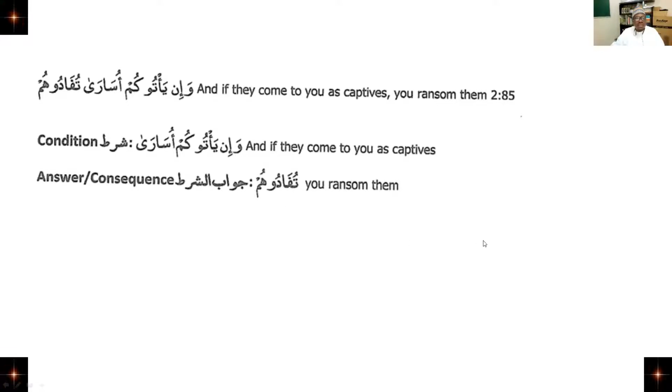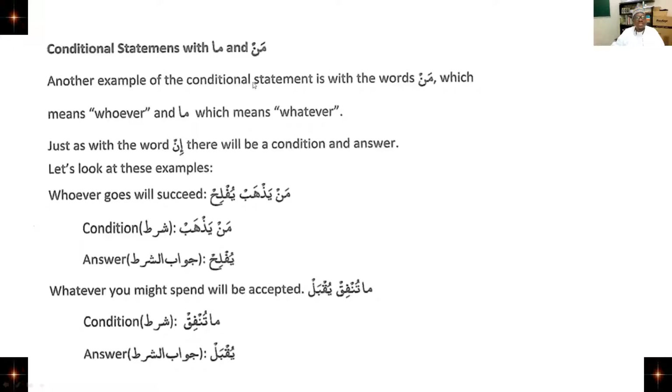Good. And then conditional statements with man and ma. Now, very important. These words man and ma can also be used apart from in. In is used mostly, but man and ma can also be used. You remember your man, which is ism mawsul, right? It also can be used, and ma can also be used. But let's look here. It says another example of a conditional statement in which the words man, which means whoever, and ma, which means whatever, are used.